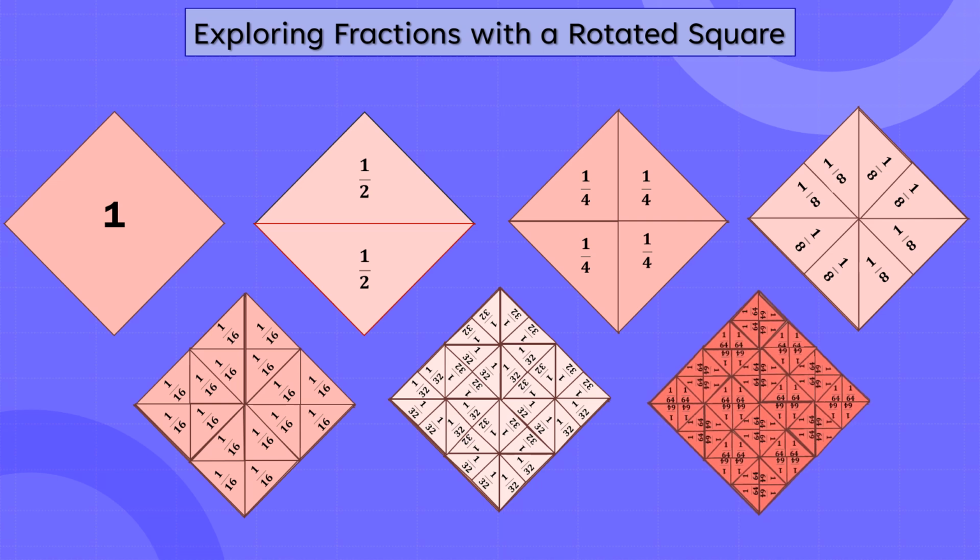All are equal parts. So the tiniest part is 1 over 64, which means the square is divided into 64 equal parts. So fractions are about dividing things into equal parts. The smaller the parts, the bigger the bottom number.